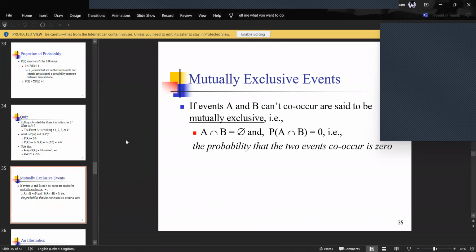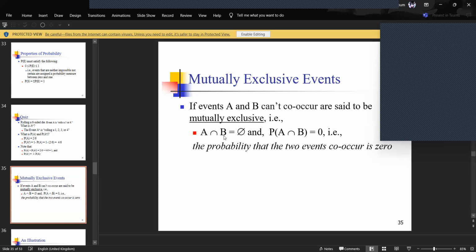Now, if you have 2 mutually exclusive events, A and B, then A intersection B, the chance that A and B both happen, is the null event, and the probability of both of them happening has to be 0. Now, this is different from the complement. Why is it different? Because event A and event B are 2 separate events.